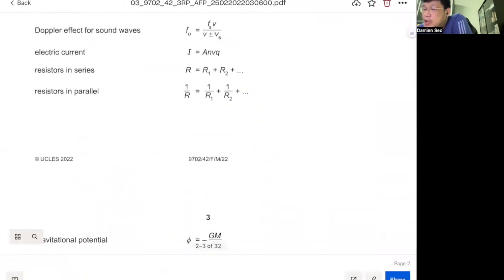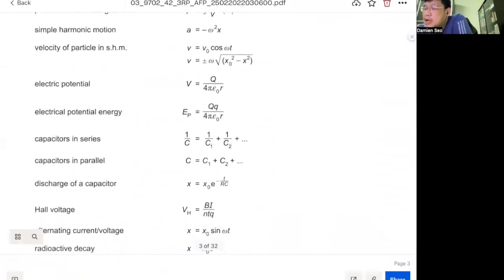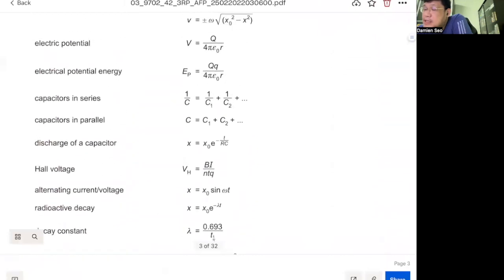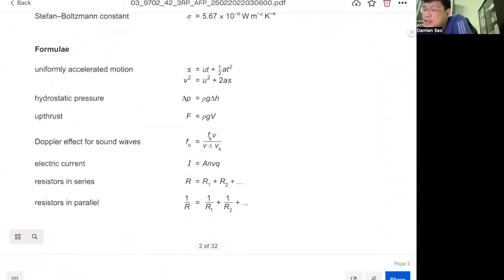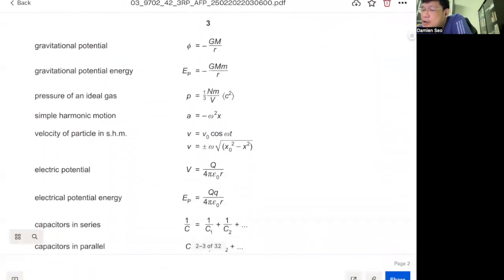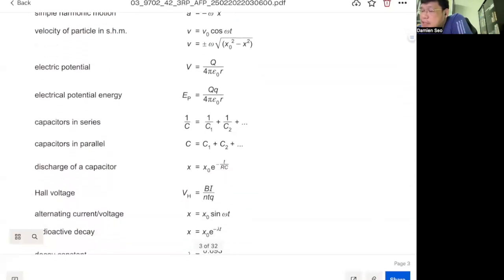All right, so here, oh yeah, they're missing one page, the specimen paper, which is this. That's why we saw up to here. The specimen paper, I think there's a printing error.